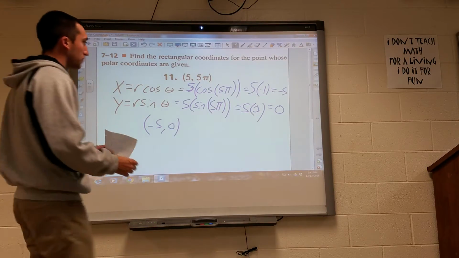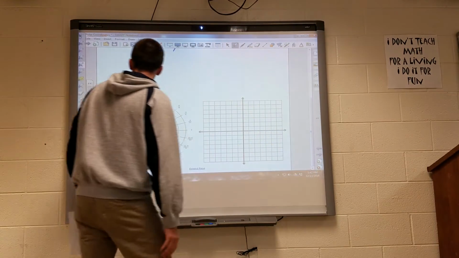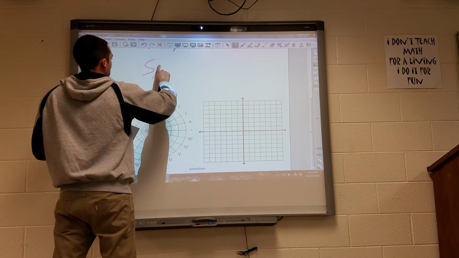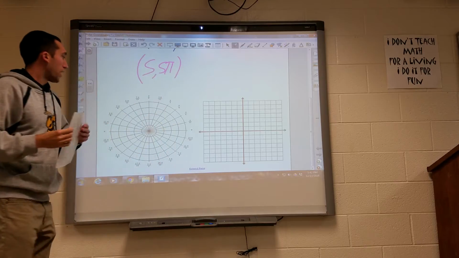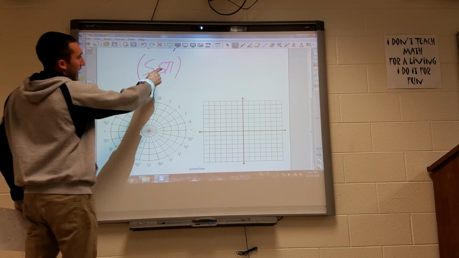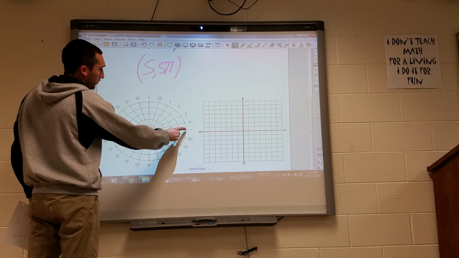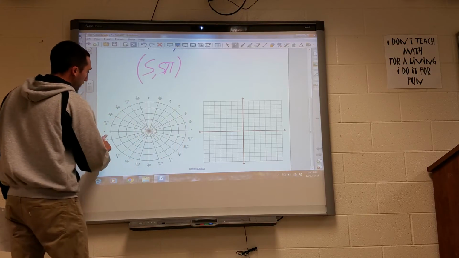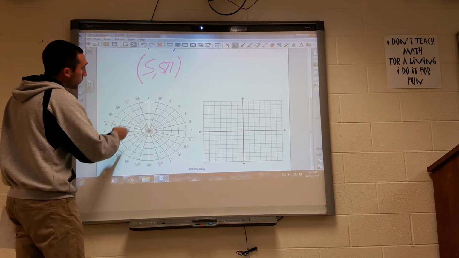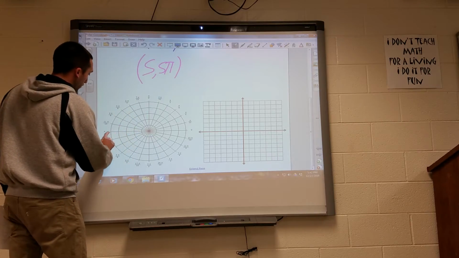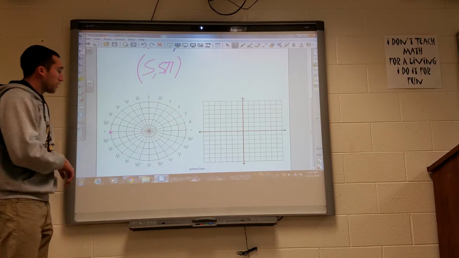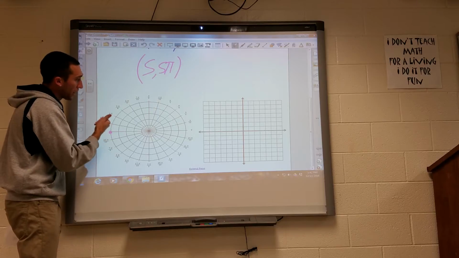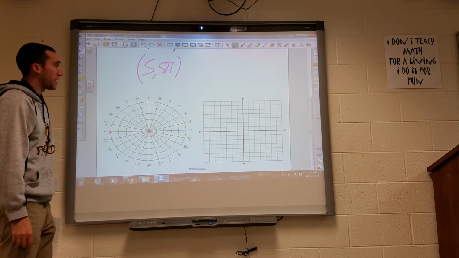Let's just verify this. They gave us the point with a radius of 5 and an angle of 5 pi. And remember, if we start at 0, this is pi, 2 pi, 3 pi, 4 pi. So 5 pi is going to be over here on this line with a radius 5, so 1, 2, 3, 4, 5 circles out. So this coordinate corresponds to this point out here. It has an angle of 5 pi and a radius of 5.